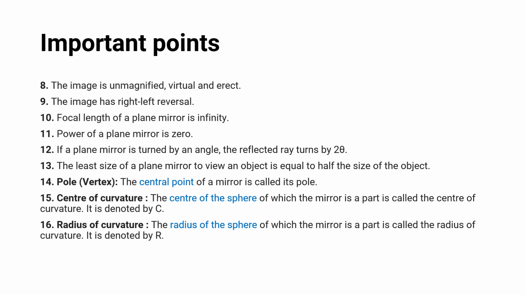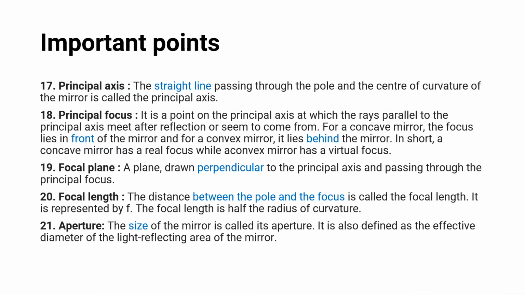Center of curvature. The center of the sphere of which the mirror is a part is called the center of curvature and it is denoted by C. Radius of curvature. The radius of the sphere of which the mirror is a part is called the radius of curvature and it is denoted by capital R. Principal axis. The straight line passing through the pole and the center of curvature of the mirror is called the principal axis. Principal focus. It is the point on the principal axis at which rays parallel to the principal axis meet after reflection or seem to come from.